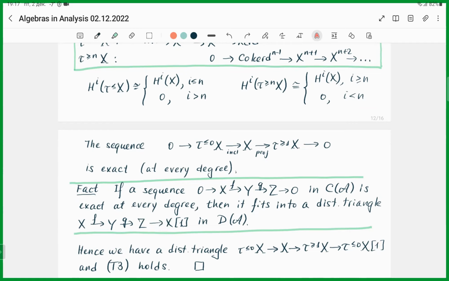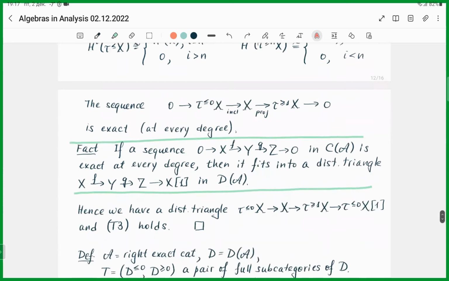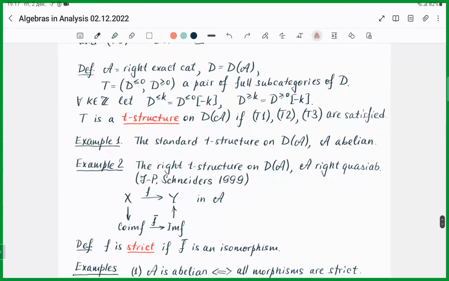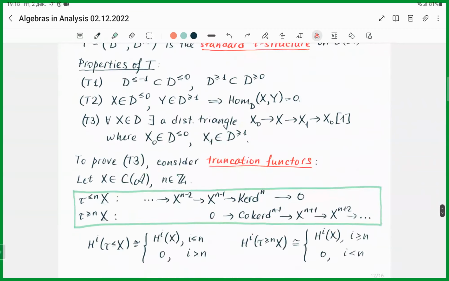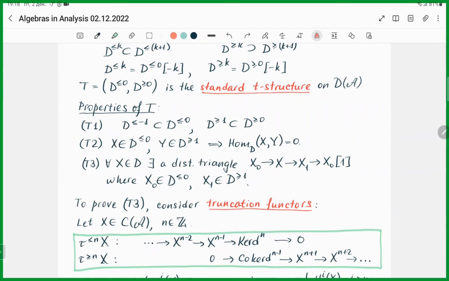Once again, I'd like to stress that here it was essential that A was abelian. Now let's introduce the general definition of a T structure. So suppose that A is a right exact category. Let's denote by D the derived category of A, and suppose that we have a pair of full subcategories of D. For each integer k, we can consider the respective shifts, the respective translations of these subcategories. So for each integer k, we get two subcategories, this one and this one. And we say that this pair of subcategories is a T structure on the derived category if the above properties T1, T2, and T3 are satisfied. So let's look at them once again. This is T1, T2, and T3.